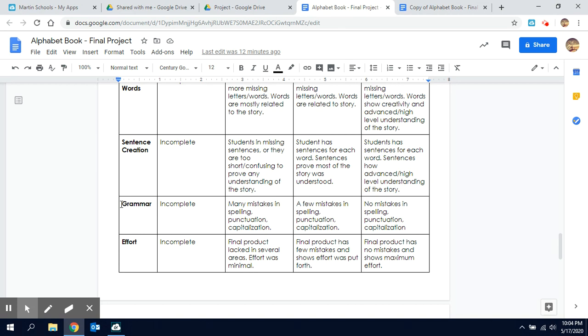I am looking, and you need to pay very close attention to this, at the grammar. In a final project there should be no spelling mistakes, no punctuation missing, no capitalization missing. It should be a final product. And I will take big points off for that, because there is no reason, when you're working on a computer that has spell check, that you should be handing anything in with spelling mistakes right now.